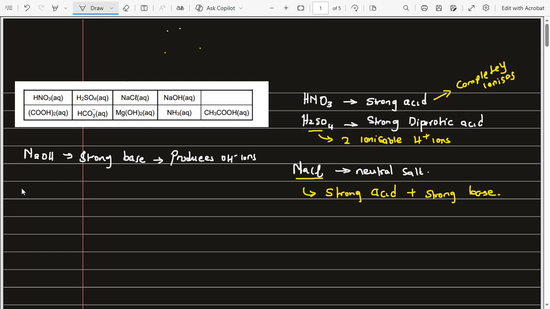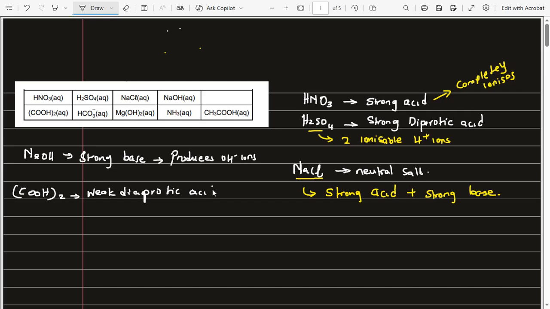What's next? We have the COOH, and this guy is weak, but since it has 2 hydrogens to give away, it's going to be a weak diprotic acid.